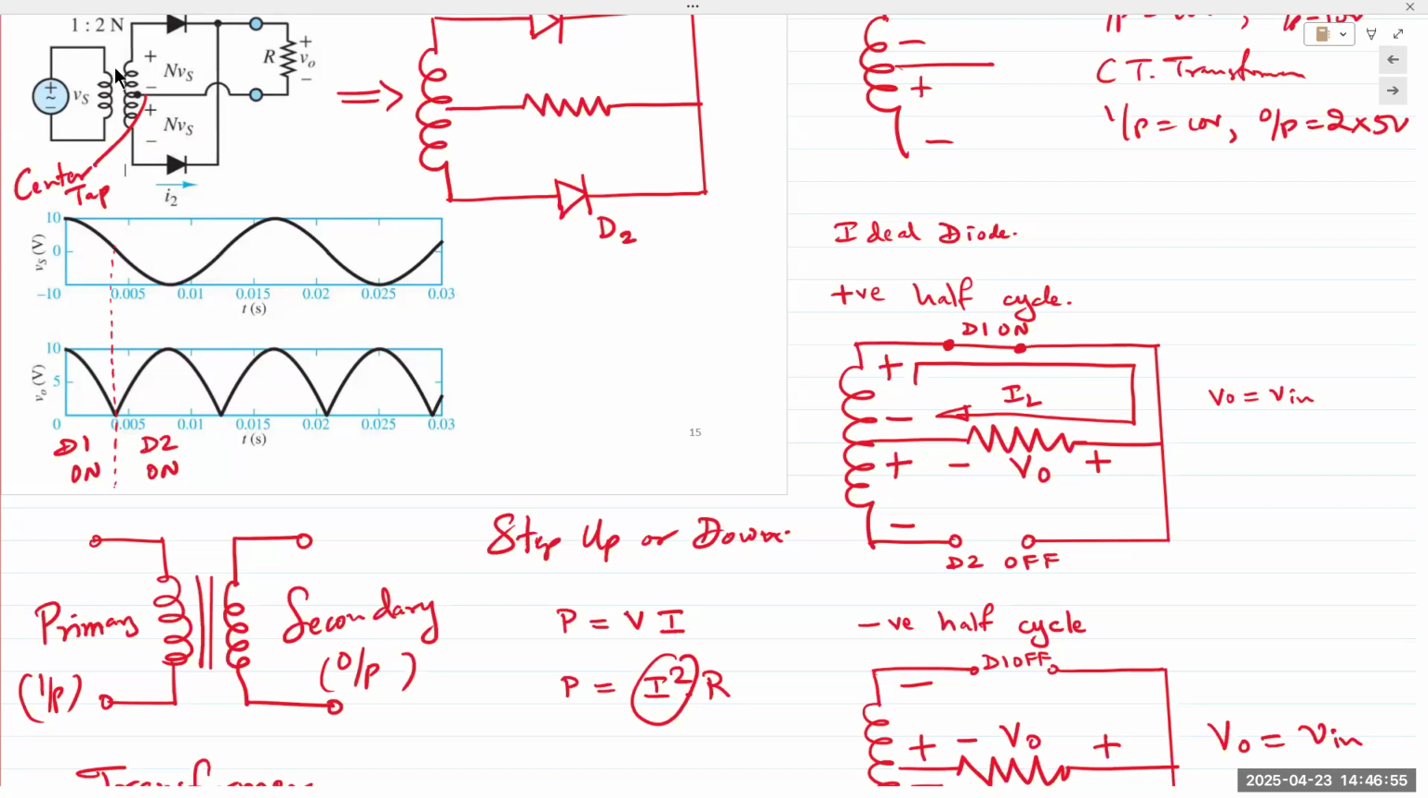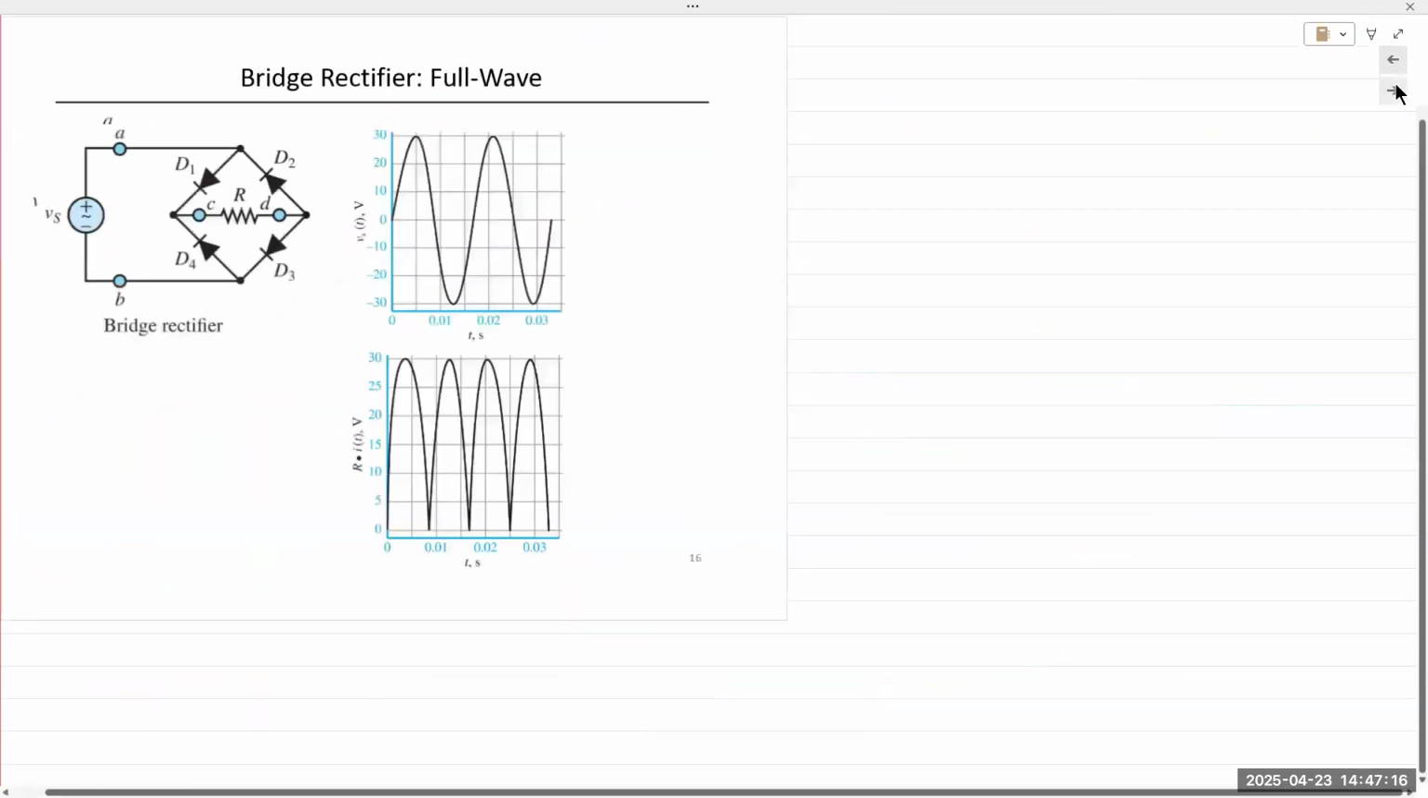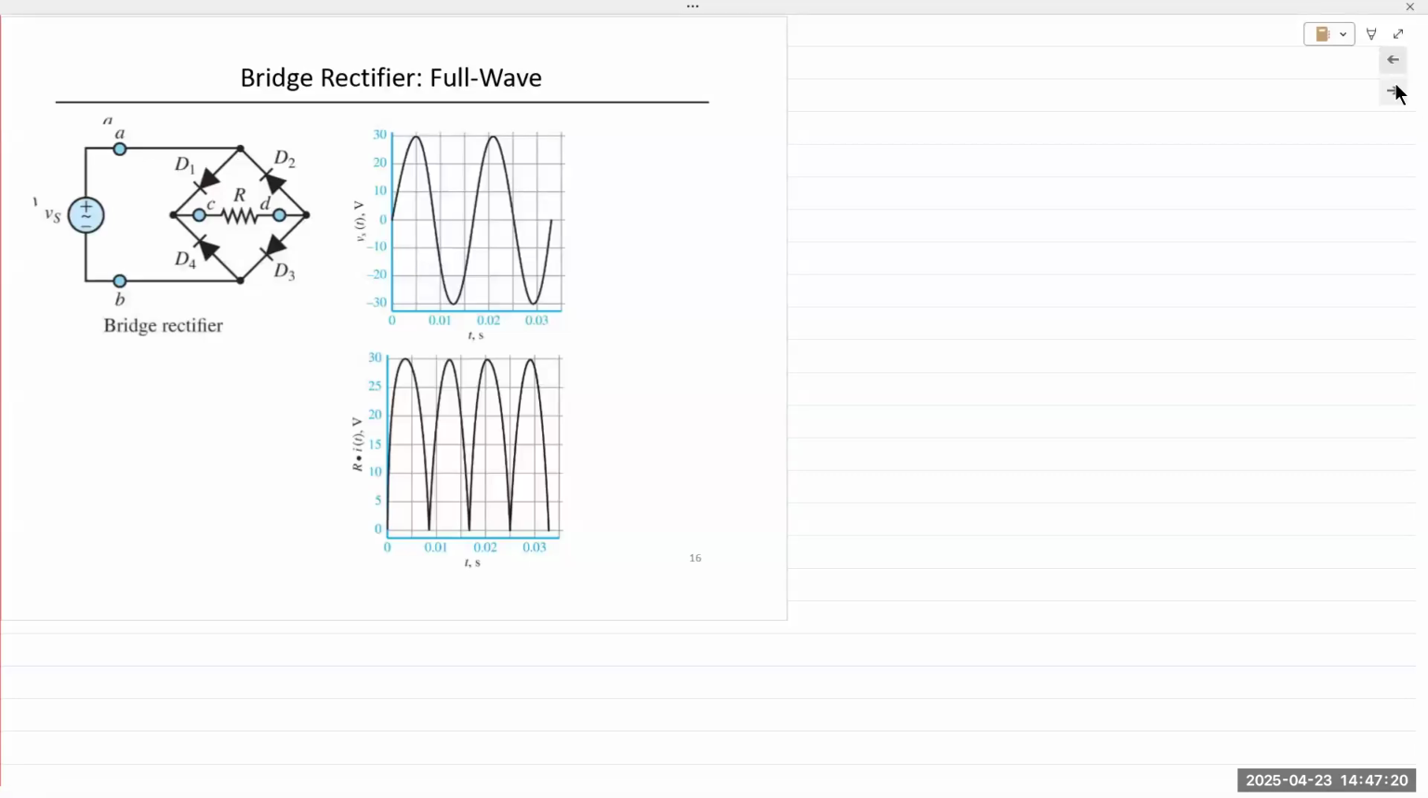On a breadboard, tapping an inductor wouldn't be possible unless the inductor is open. I would not be able to do so. Center tap transformers are more expensive than regular transformers because of the extra work required. To negate that point, we use something known as the bridge rectifier. The bridge rectifier is also a full wave rectifier.